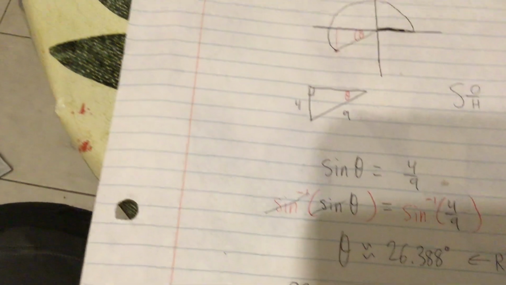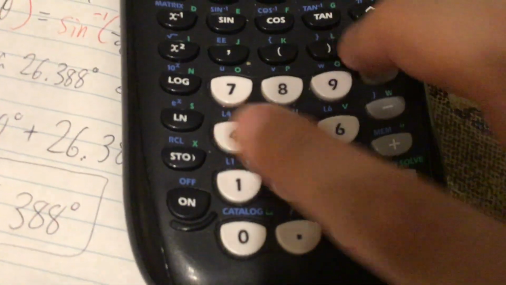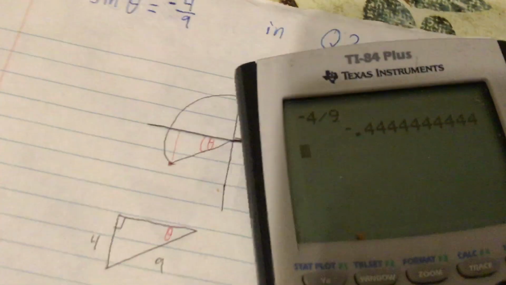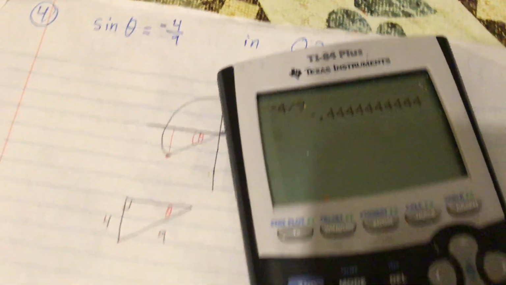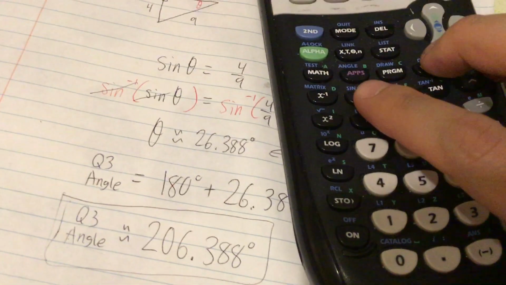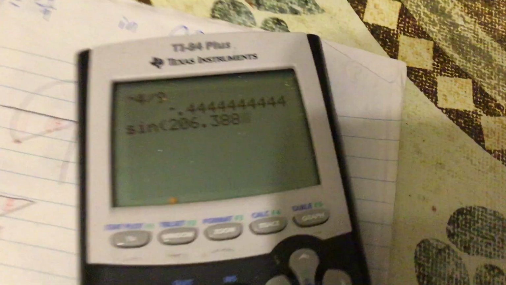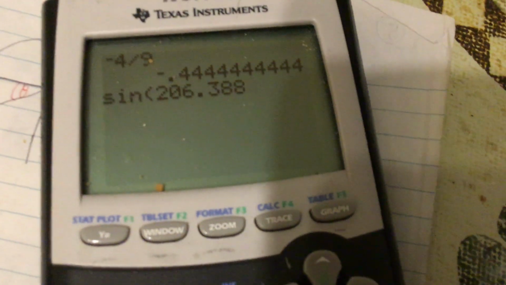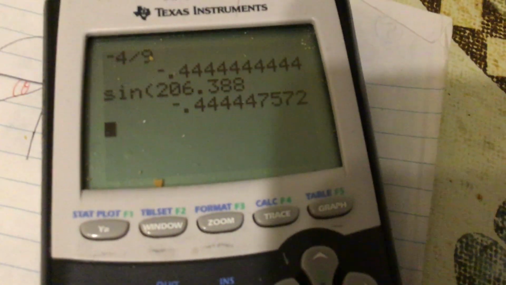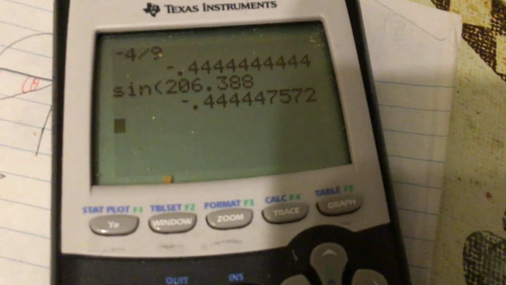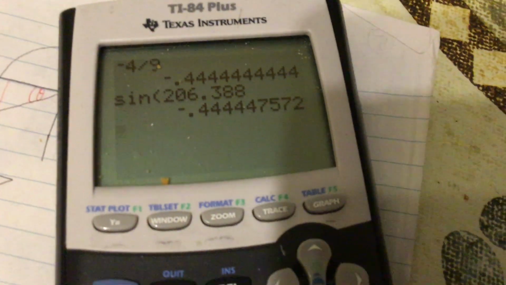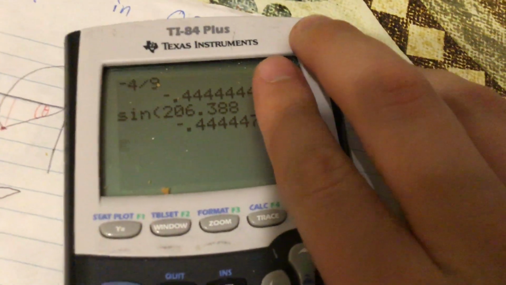approximately. We can check our work by comparing the ratio that we're given, -4 divided by 9, -0.444444 repeating, and then compare that to the sine of 206.388 degrees, and we should get approximately -0.4 repeating. Look at that, pretty darn close. The more decimals you use in your angle, the more accurate your solution is going to be, but I think 3 decimal places is enough.